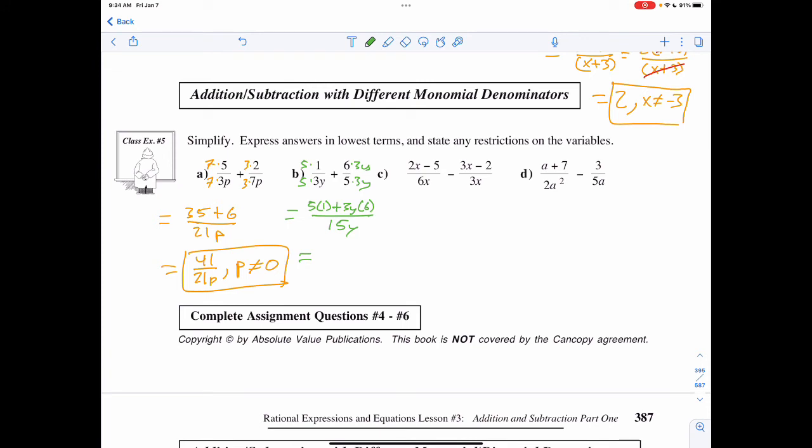That's going to be the same as 5 plus 18y, all over 15y. And then I can check and see, can I factor this down at all? No, there's no common factor, which means that's as far as I can go. And this is true so long as y can't equal 0.